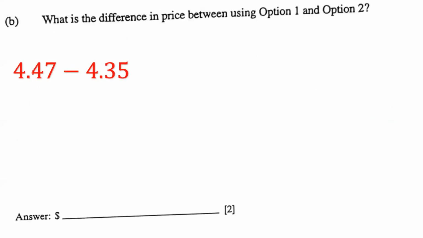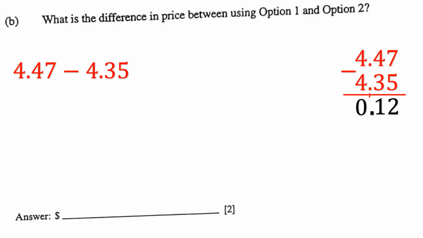So $4.47 minus $4.35. We have to perform the subtraction. Please ensure that your numbers are aligned. Okay, make sure they're aligned. Now we say, what is 7 minus 5? 7 minus 5 is 2. What is 4 minus 3? 4 minus 3 is 1. We put the decimal point right here. And what is 4 minus 4? That's going to be 0. And so that means that the difference in price is actually 12 cents.